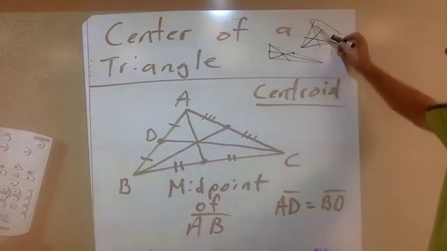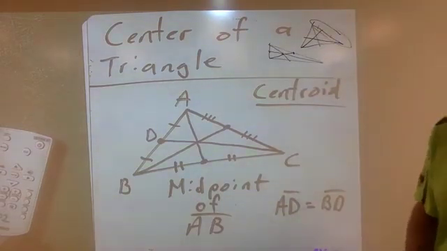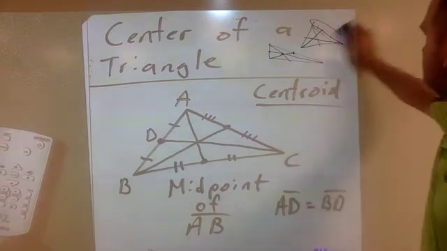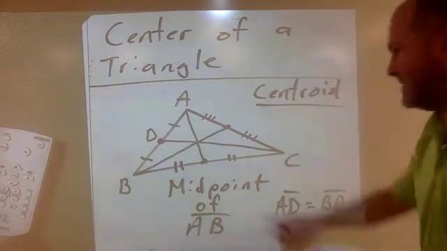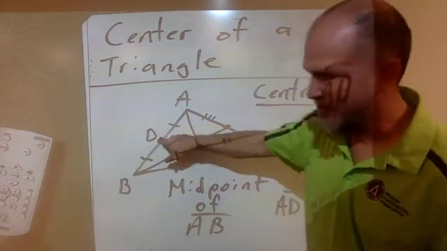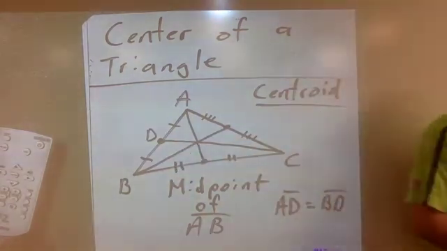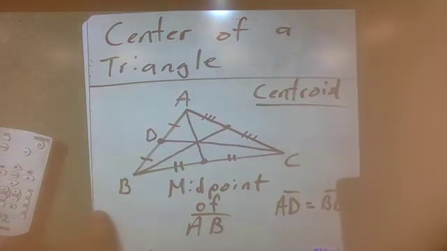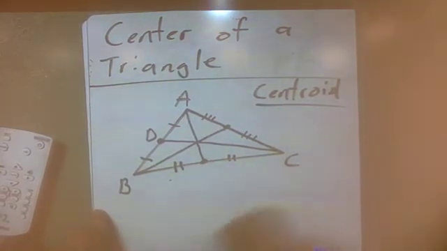So I messed up that picture, and therefore they don't intersect all at the same point, because it always works. So that's a centroid, the center of a triangle, when you connect from the vertex to the opposite midpoint. So there's your definition. Now there's a ratio for this, and this is where it gets a little bit confusing.